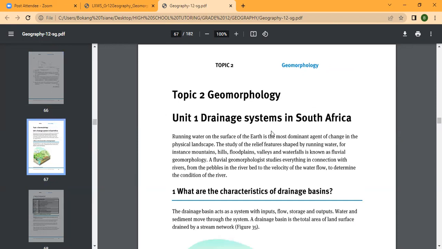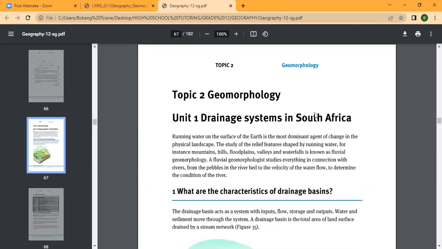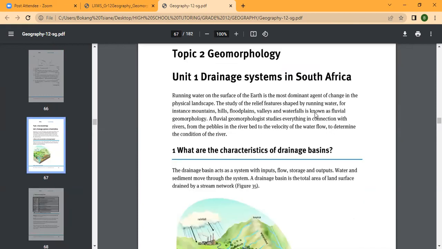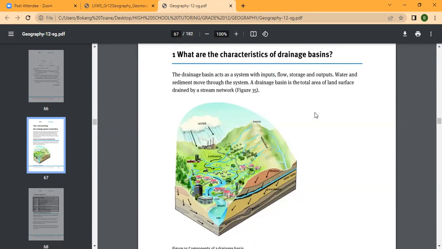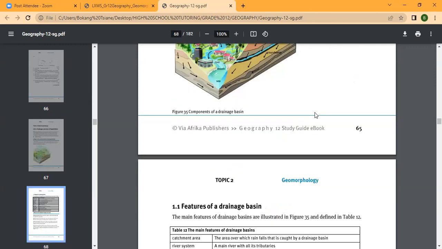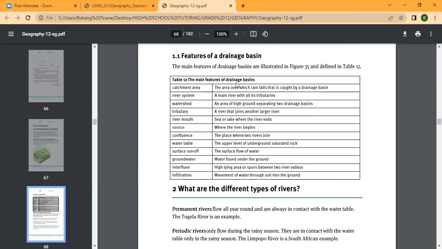So geomorphology, we've already defined what geomorphology is. This is basically everything that the slide covered. So what are the characteristics of a drainage basin? We have already seen this picture. These are the features of a drainage basin. And as I said, you need to know how to define these terms, because you're gonna use them a lot when you are moving forward with the topic.